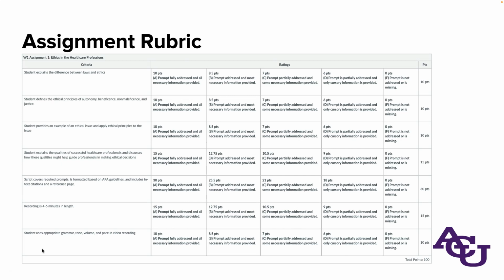And I just wanted to call attention to this last option. This is this last row in the rubric table. Student uses appropriate grammar, tone, volume, and pace in video recording. So what we don't want is someone who's reading like this, student uses appropriate grammar, tone, volume, and pace in video recording. That's hard to understand. It's too fast.